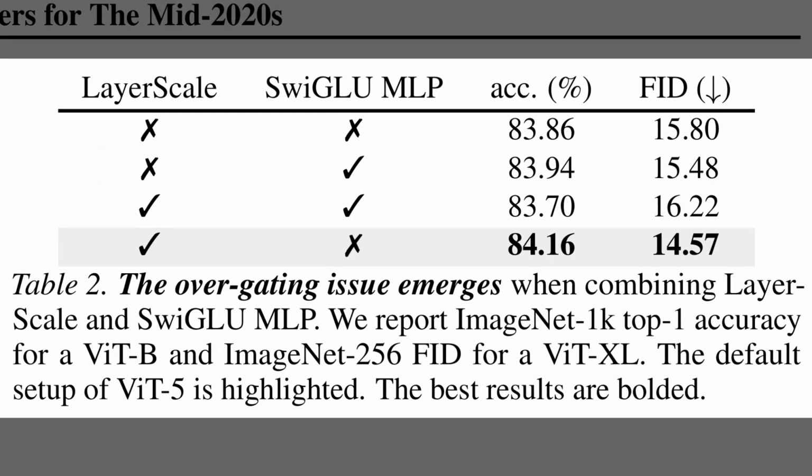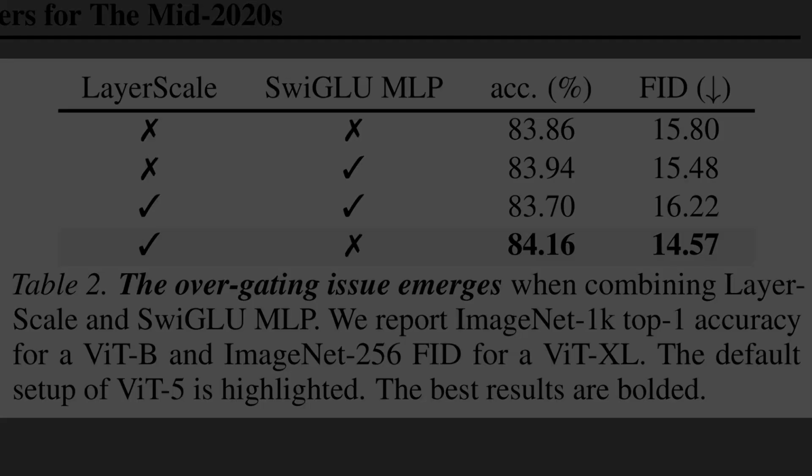Well, while layer scale is beneficial, Table 2 reveals a surprising conflict when we try to combine it with SwiGLU MLPs, which are standard in modern language models. If we look at the third row where both components are used, performance actually degrades to 83.7% accuracy. The authors call this the overgating issue, because both mechanisms filter information channel-wise, leading to excessive sparsity when combined. As a result, the bottom row shows the winning strategy for ViT-5, keeping layer scale but sticking to standard MLPs, which achieves the best result of roughly 84.2%.